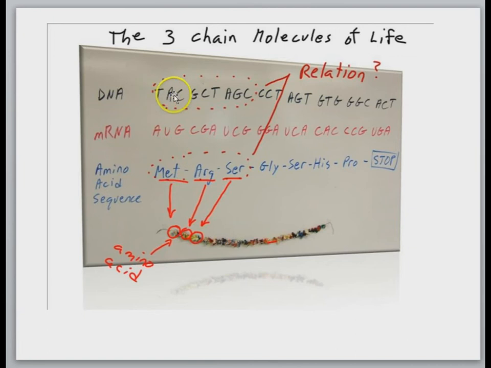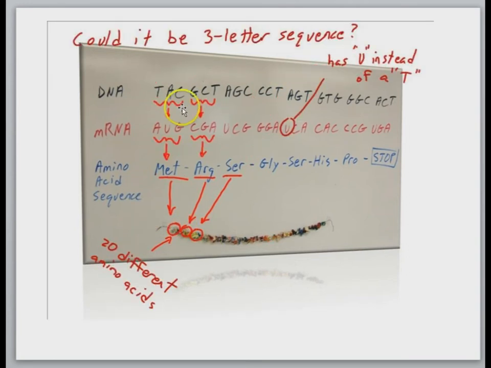Well, what about a sequence of 2 letters? Well, when you do the math, you find out that there are a total of 16 possible 2-letter sequences for DNA. Again, that's not enough words, not enough sequences to specify 20 amino acids. And so researchers surmise that a plausible code, one that might work, would be sequences of 3 DNA letters would be sufficient to specify a particular amino acid.